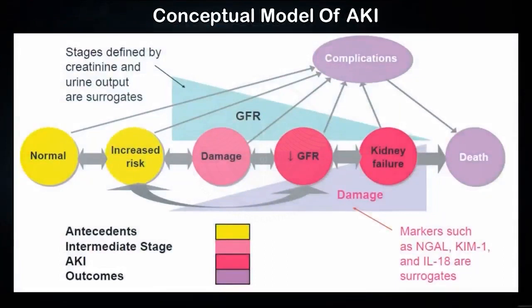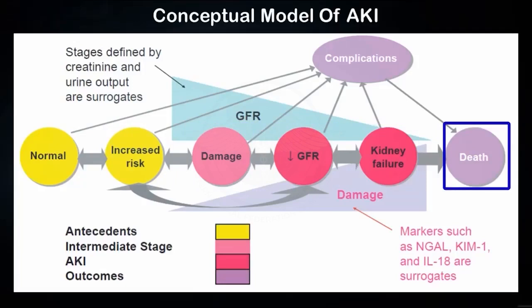So an individual may have a normal kidney, which progresses to a stage where he's at increased risk of developing AKI. So he may have certain susceptibilities, or he may be exposed to certain risk factors which make him more susceptible to developing acute kidney injury. If no intervention is done at that stage, there may be actual damage to the kidney, and then subsequently there is a progressive decline in GFR leading to a stage of kidney failure which may require dialysis, and this increases the risk of death.